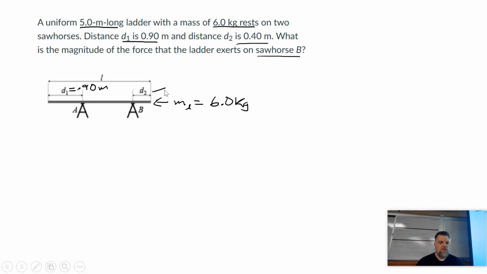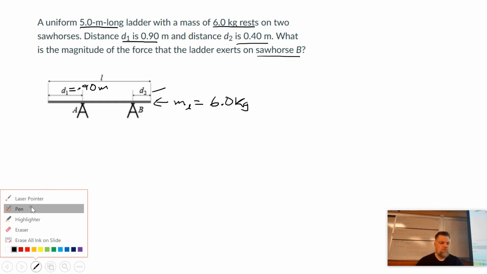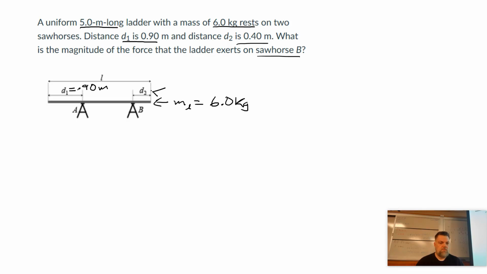This is 0.4. And then we said the length of this thing was 5 meters long total. Okay? And what we're really curious about is how much force is being applied right here on sawhorse B.